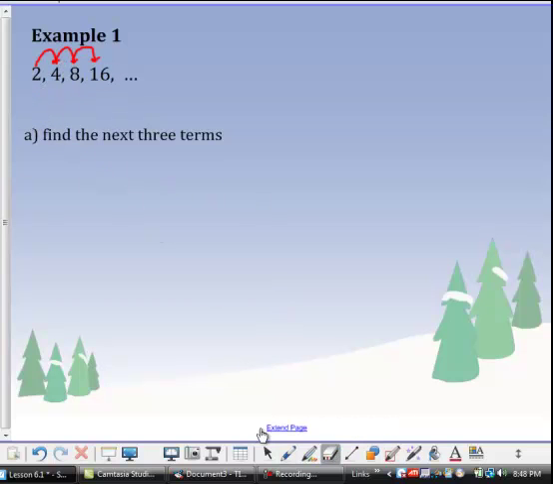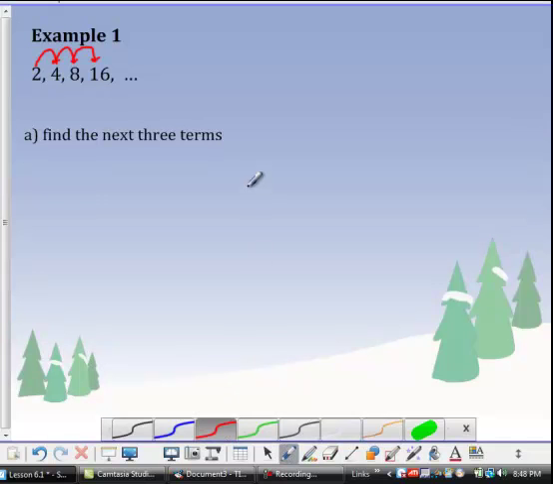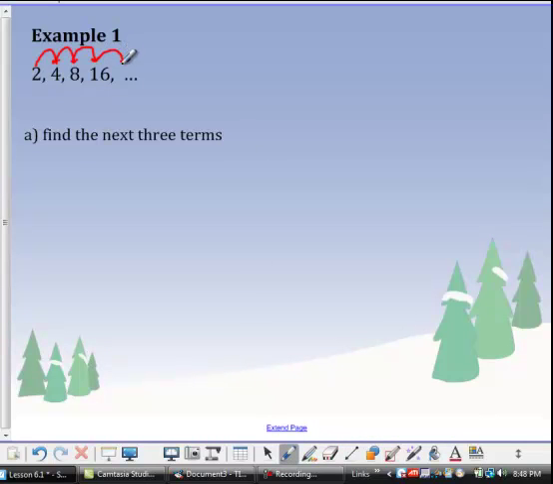All right, so now the question is asking me to find the next three terms. Well, that's pretty simple. I'm going to take 16, multiply it by 2 to get 32. And then I'll take 32, multiply it by 2, and get 64. Then I'll take 64, multiply it by 2, and I get 128. Now, you're going, wow, this is really easy. You're right, it really is. And what you just did was recursive.